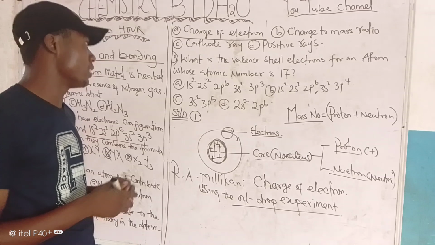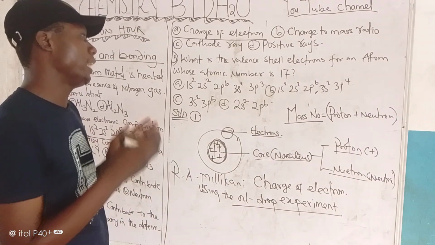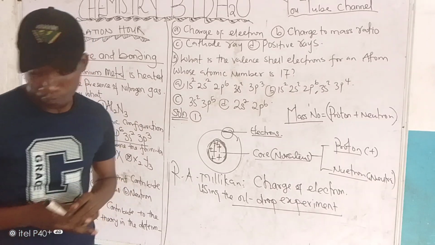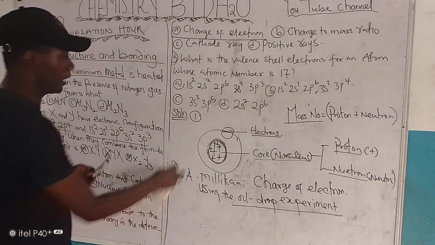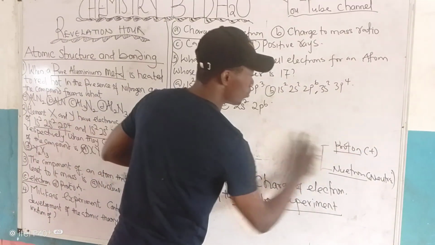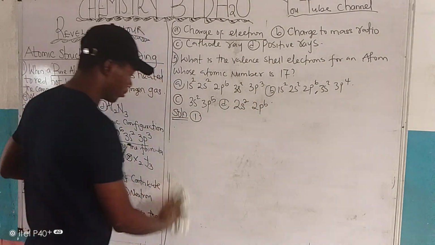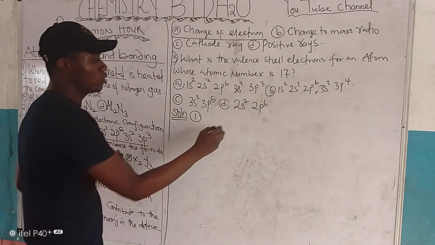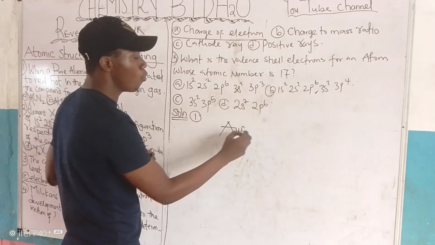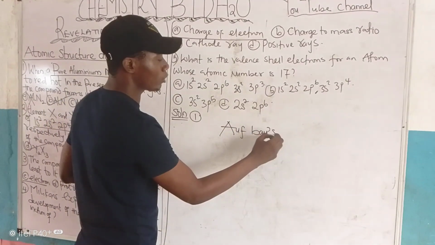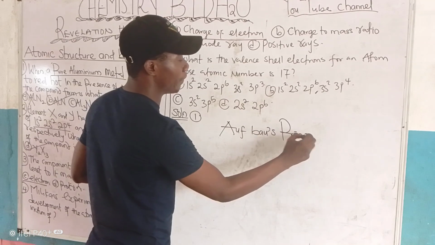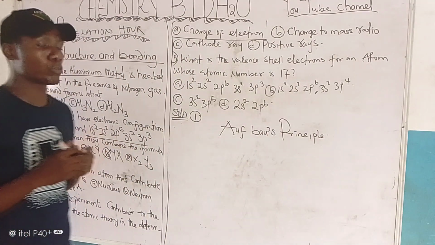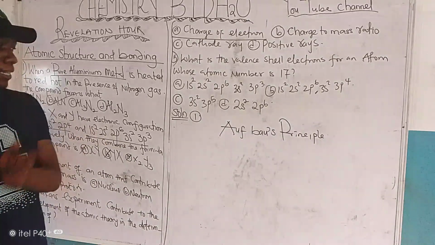Question number 5 says, what is the number of valence electrons for an atom whose atomic number is 17? This question is very, very tricky. Remember, according to Aufbau's principle, we were told that electrons are arranged step by step.